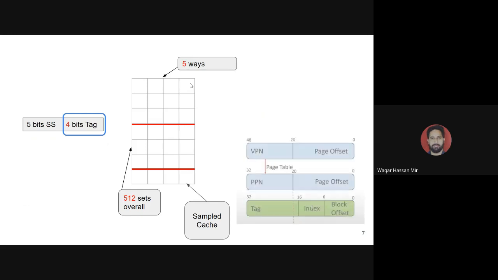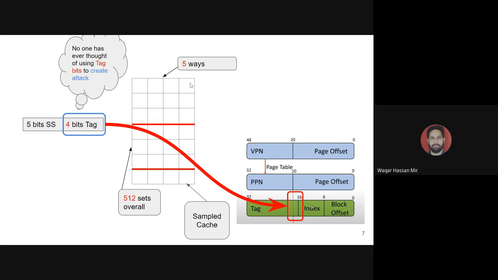Now when this indexing is happening, we will go back to our previous slides in which we have seen the translation thing, right? Now in this we can see during the translation, not only the index bits are visible, if the page size is 1 MB, 4 bits of the tag are also visible, right? And till date, no one has tried to create an attack using tag bits, because the tag is generally not used for indexing. Only the set bits are used. So although it was always there, nobody has ever noticed that these tag bits can be used.